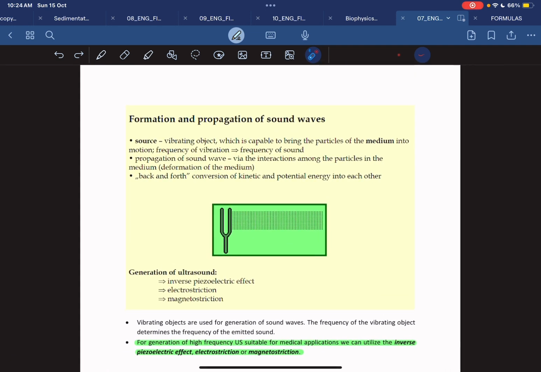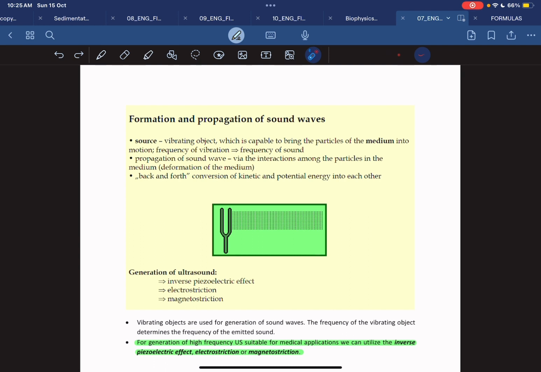Propagation of sound. Formation of sound. Basically, to form sound, we need something to vibrate. And that thing vibrating will result in particles vibrating, and the particles vibrating will result in this propagation of sound. Now we need something for the production of ultrasound. Ultrasound has super high frequency.